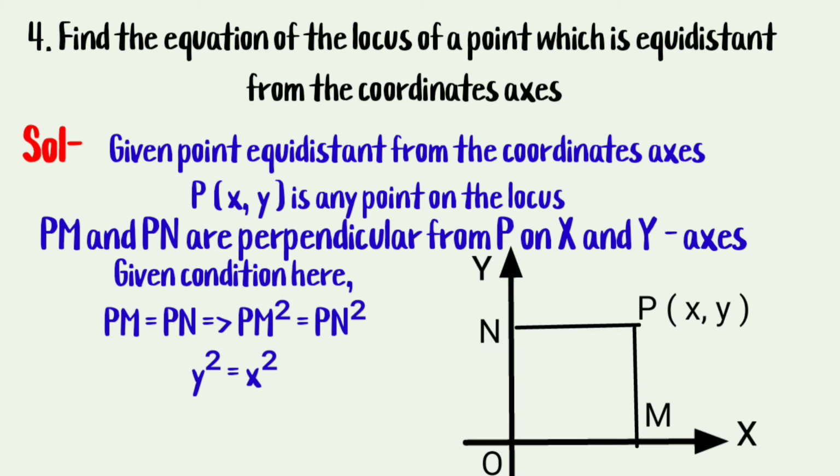So here PM is y and PN is x. So squaring, y square is equal to x square. The locus of P is x square minus y square, because y square is taken to the other side, we get x square minus y square is equal to 0. So the locus of P is x square minus y square is equal to 0. That's it.